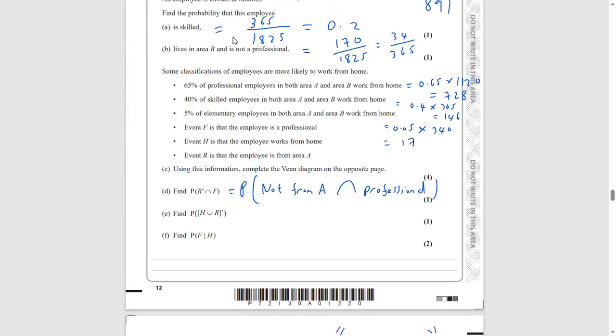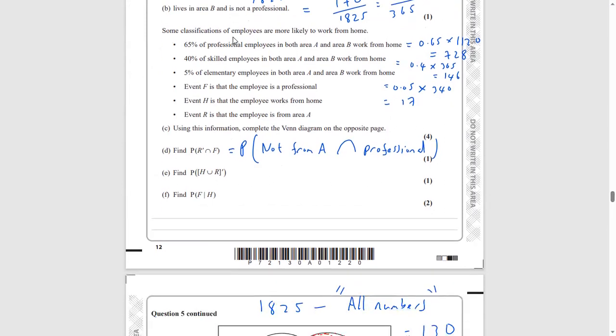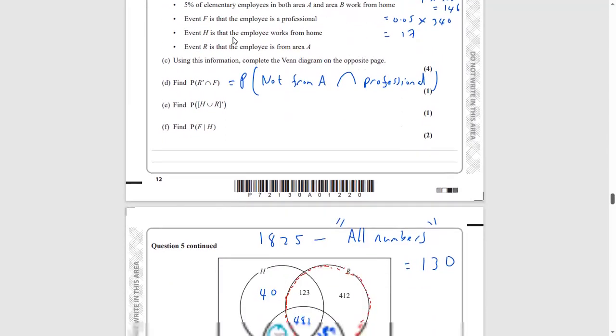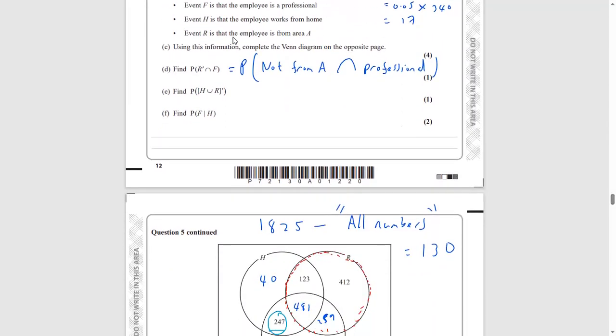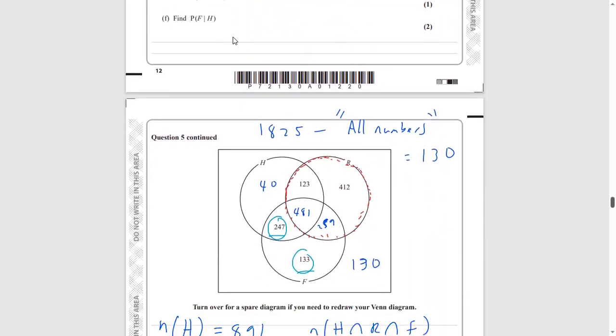So part E: find the probability that someone is not in the union of H and R. H union R is the union of people that work from home and people from area A, but we want the complement of that. So we want to pick people who are not in either H or R. The union is basically H or R. So we want to pick someone who is in neither H nor R, someone who doesn't work from home, nor is from area A.